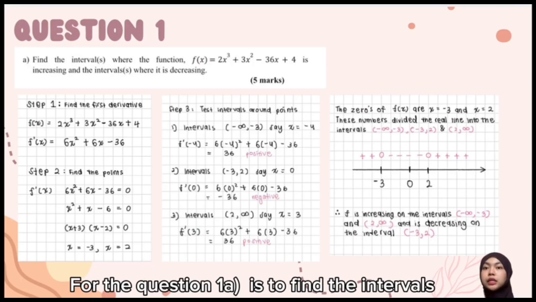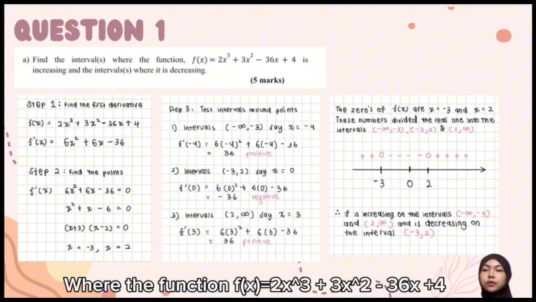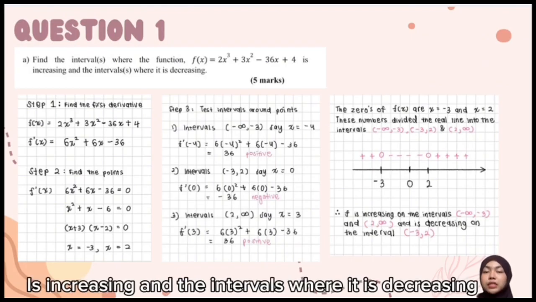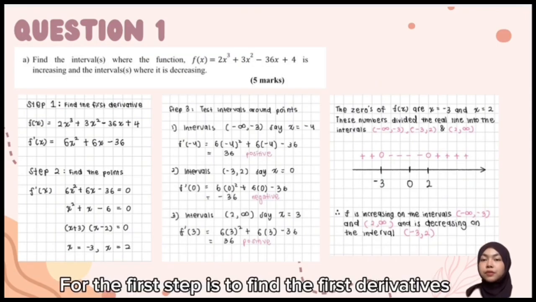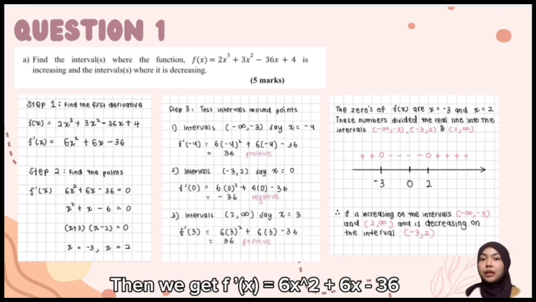Question 1a is to find the intervals where the function f(x) equals 2x cubed plus 3x squared minus 36x plus 4 is increasing, and the intervals where it is decreasing. The first step is to find the first derivative of the function f(x) equals 2x cubed plus 3x squared minus 36x plus 4. Then we get f prime x equals 6x squared plus 6x minus 36.